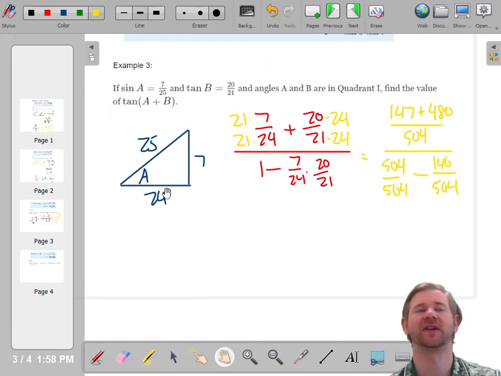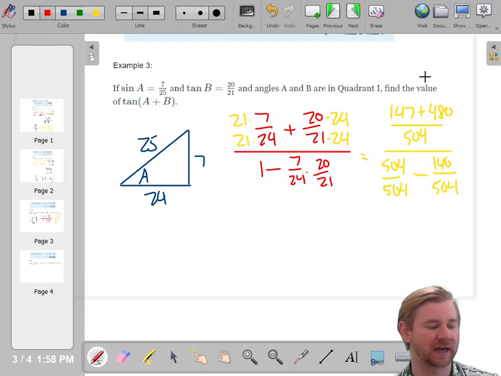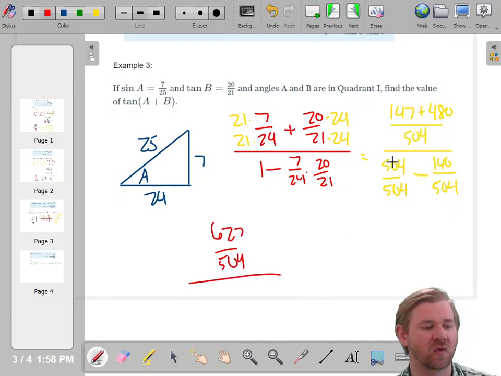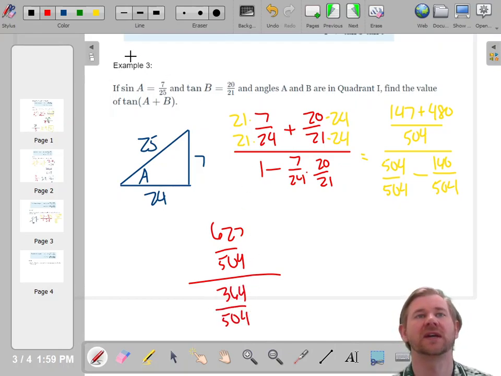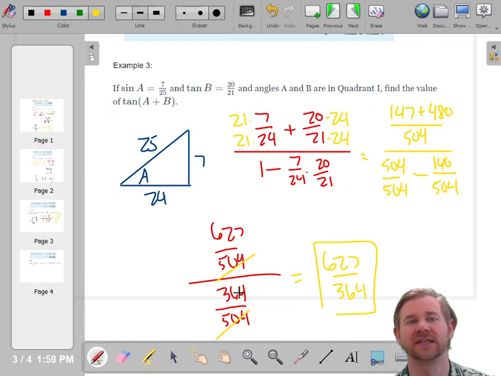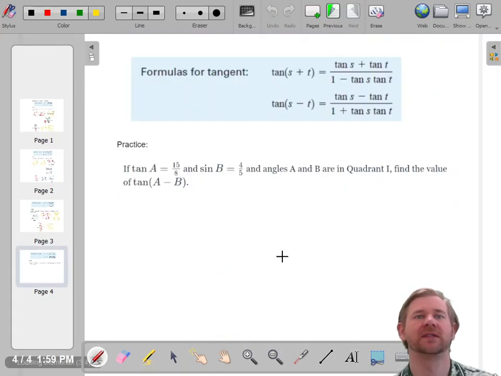Okay. So when I simplify this, 147 and 480 make, how many do we get? 627? Yeah, 627. 627 over 504, and that's all over 504 minus 140 is 364 over 504. And you can kind of just be like, look, those are going to go away. And you get 627 over 364. Okay, the denominator and the numerator are getting divided by the same thing. You can cancel it out. Okay. All right, one more, and then you guys can try your delta maths.